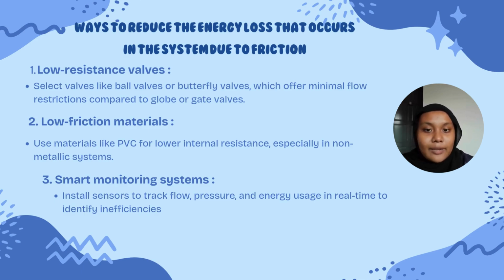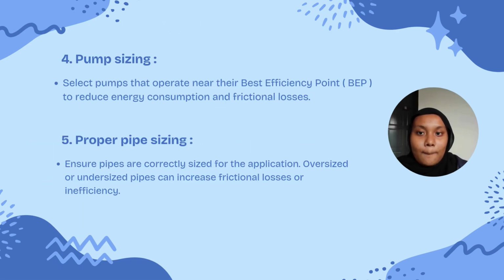Number 3, smart monitoring system. Install sensors to track flow, pressure, and energy usage in real time to identify inefficiencies. Number 4, pump sizing. Select pumps that operate near their best efficiency point (BEP) to reduce energy consumption and frictional losses. Number 5, proper pipe sizing. Ensure pipes are correctly sized for the application. Oversized or undersized pipes can increase frictional losses or inefficiency.